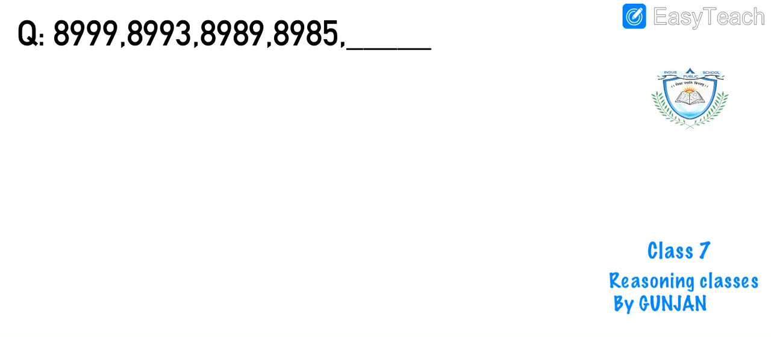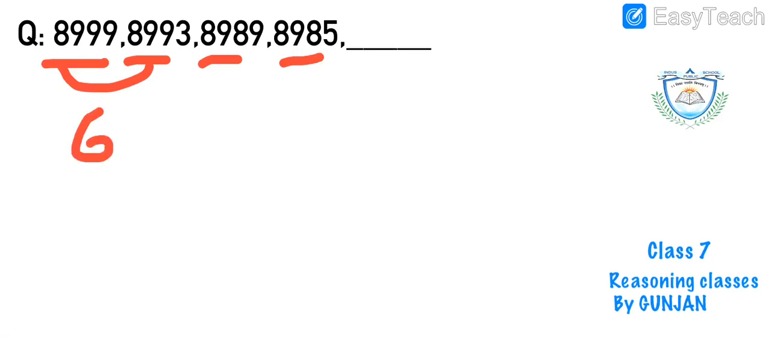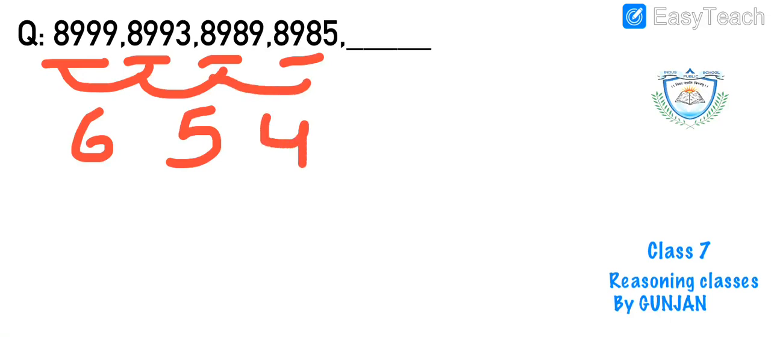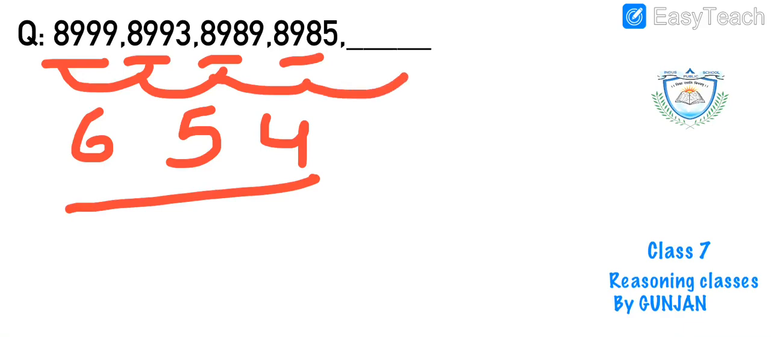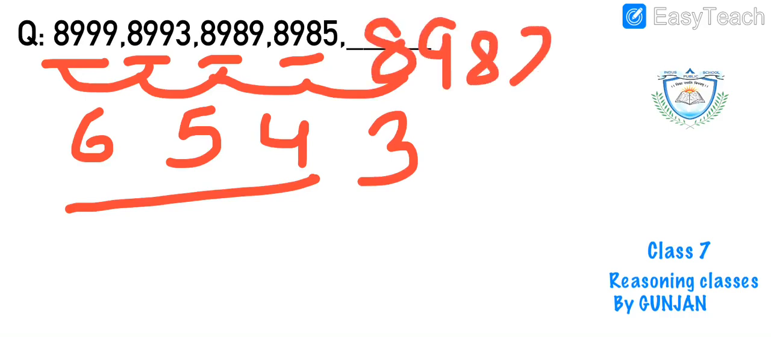The next question written here is, see, the numbers are big but the difference is not very big. So taking the difference, I'll get 6. Taking the difference here will give me 5. Taking the difference here will give me 4. So you can clearly see it is following a pattern. So the difference between our answer and the number is 3, which will give my answer as 8,982. Moving ahead.